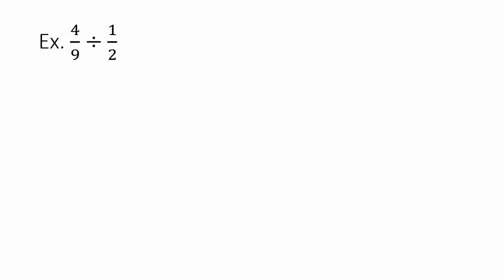Oh shoot, one more. We have 4 over 9 divided by 1/2. So again, keep, switch, flip. Keep 4 over 9 the same. Switch division to multiplication, and 1/2 is now going to be 2 over 1. So now we have 4 times 2 and 9 times 1.